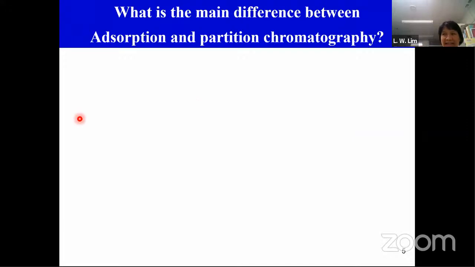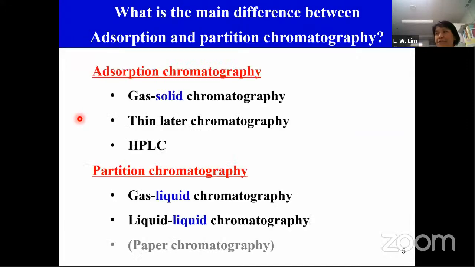So actually, the mechanism is quite similar. The difference is the support. In terms of absorption, usually we use it for gas-solid chromatography, or like last time we talked about thin layer chromatography, which is a form of absorption as well. And in our seventh session, we will talk about HPLC. So these three main types we call absorption chromatography, because solid is used as a support.